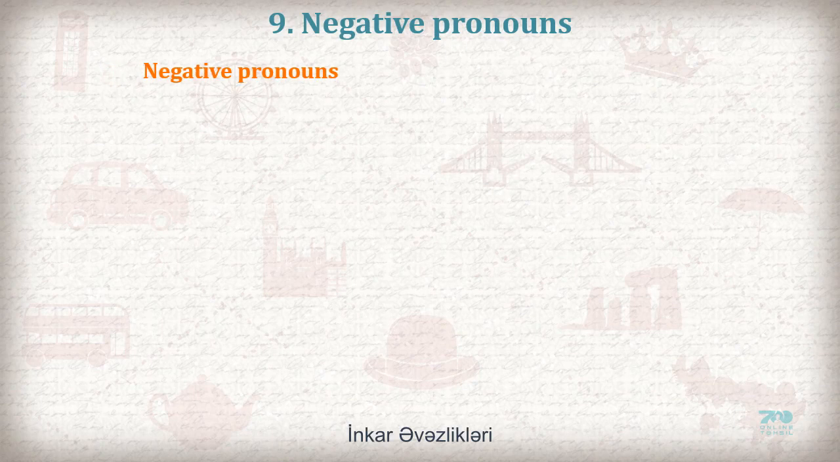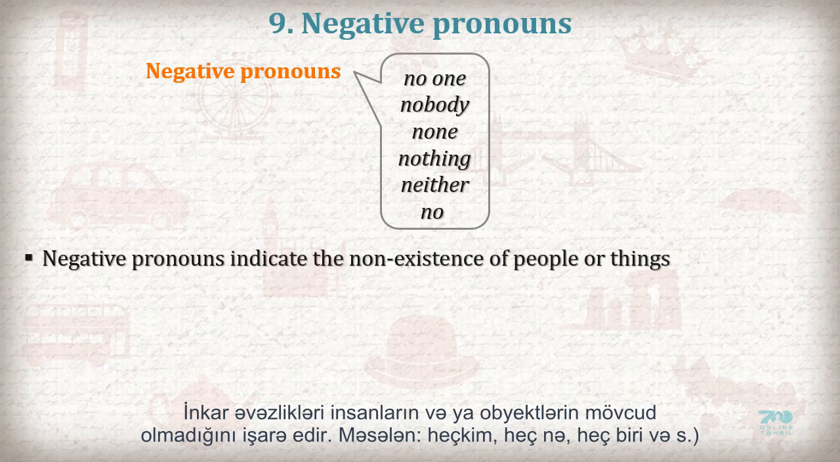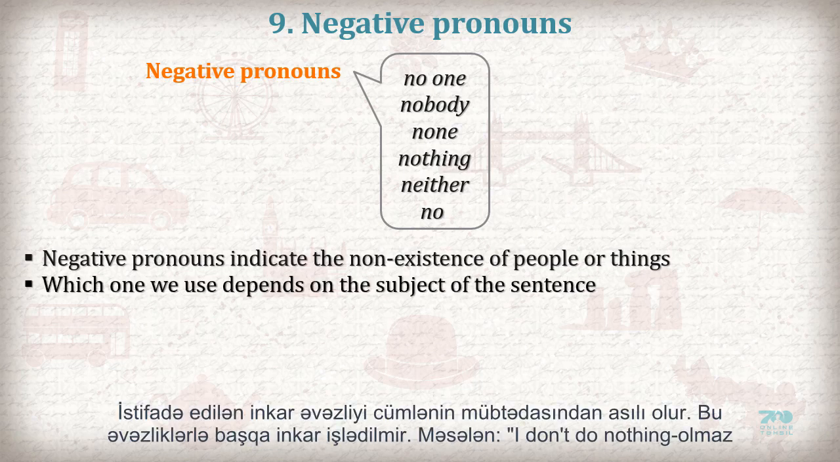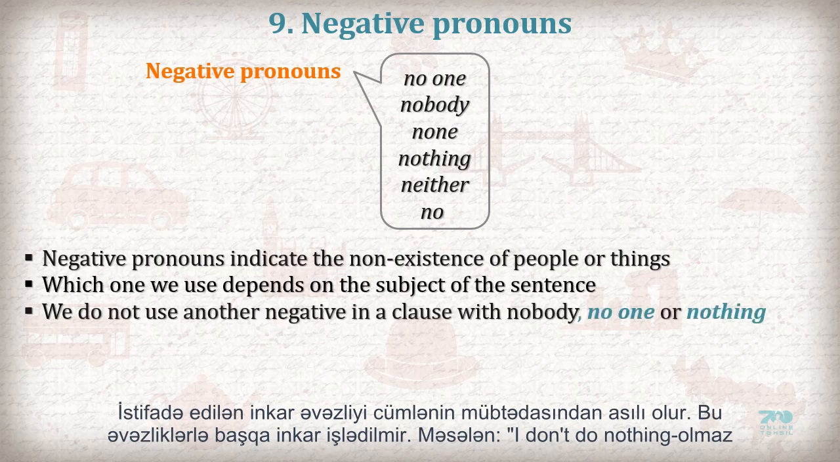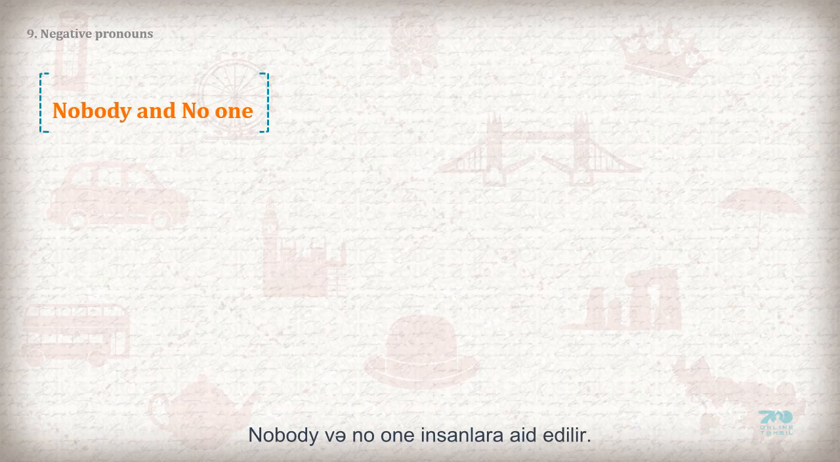9. Negative pronouns. No one, nobody, none, nothing, neither, and no are all examples of negative pronouns. Negative pronouns indicate the non-existence of people or things. Which one we use depends on the subject of the sentence. We do not use another negative in a clause with nobody, no one, or nothing. For example, "I don't do nothing." Wrong.